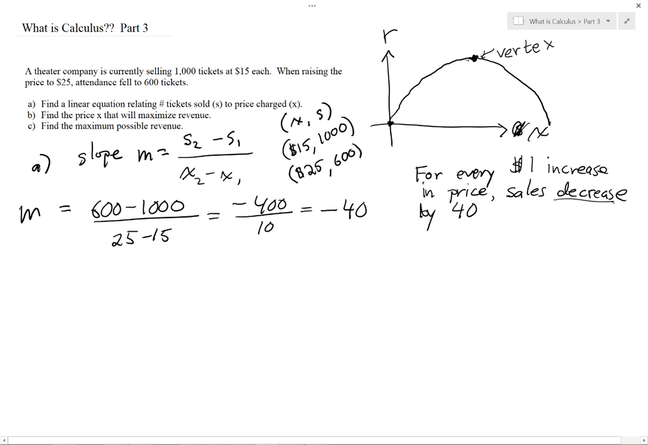So we need to find the linear equation resulting from this, and so we'll use our point slope form and plug the numbers in. So we have y minus, we could use either point here. I think we'll use the 25 and 600, although we could use the 15 and 1000. For some reason, this seems like the slightly easier choice. Oh, that's negative 40.